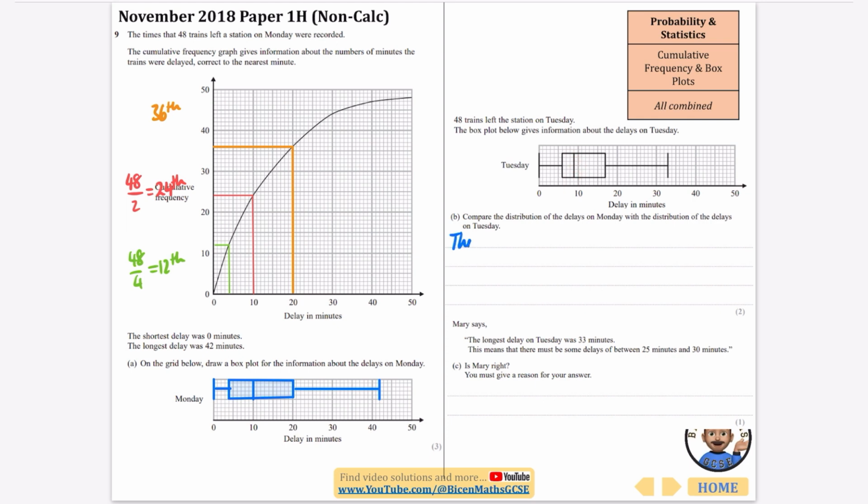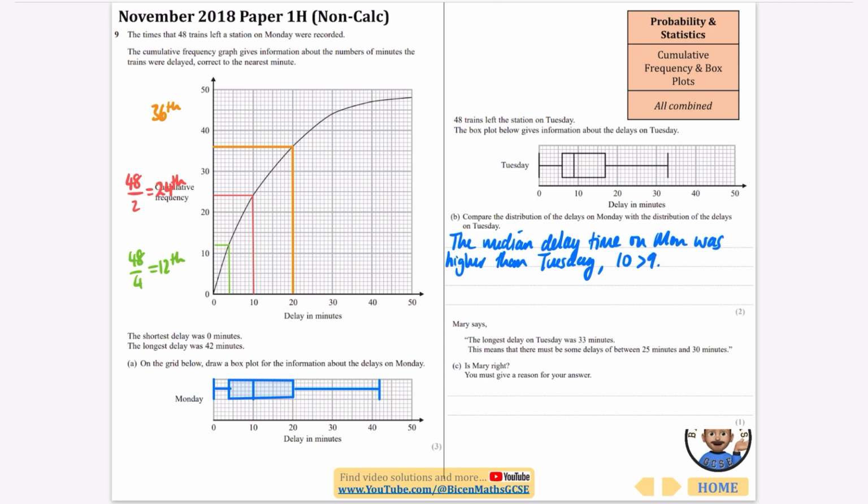The median delay time, so we put it in context. The median delay time on Monday was lower than Tuesday? No, was higher than Tuesday, because it's 10 versus 9. Higher than Tuesday, and that's because 10 is higher than 9.